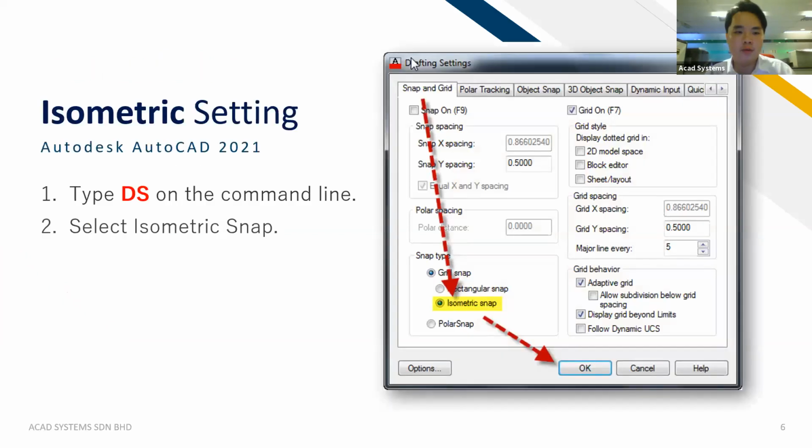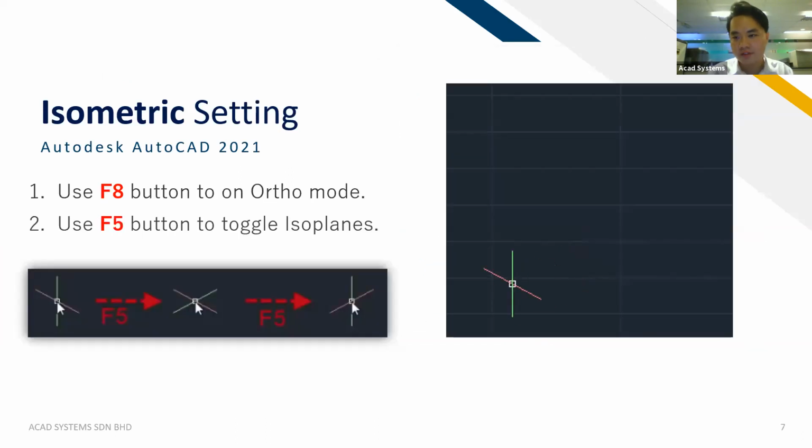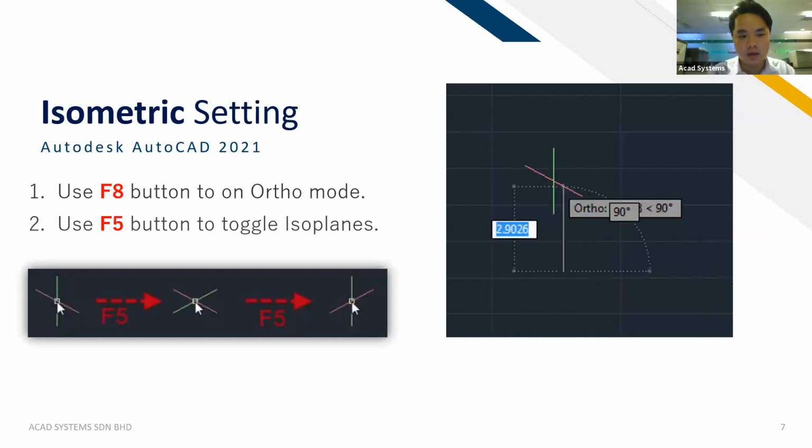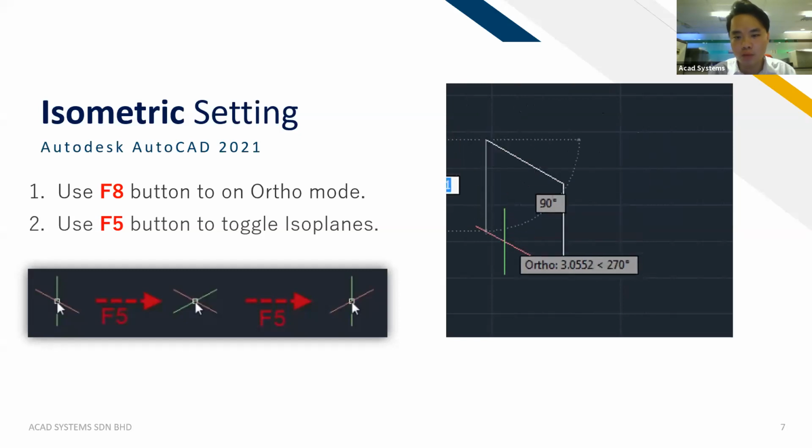So before you do the drawing, there are a few steps that you have to adjust in the settings. The first one, you have to type DS on the command line. DS stands for drafting settings. And you have to change from the rectangular snap to the isometric snap. After that, there are two buttons that are very important when you do the drawing. First will be the F8 button. This is used to turn on the ortho mode. And the F5 button is to toggle the three types of isoplane.